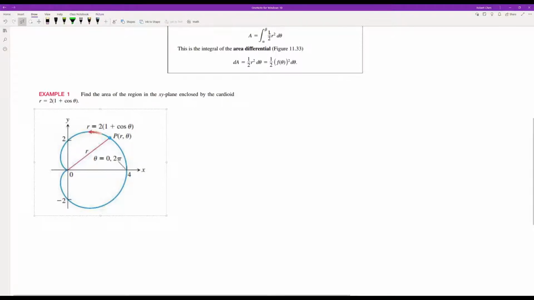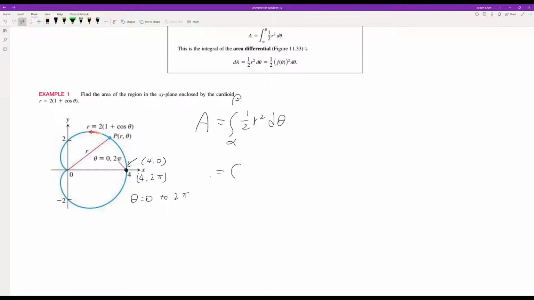We have r, and then we have the formula up here: area is equal to the integral from alpha to beta of 1/2 r squared d theta. Notice that when we look at this graph, one complete cycle is going from 0 to 2 pi. As it notes here, it goes back to this point, 4, 0, and then comes back again when you hit 2 pi. So in this case, our theta goes from 0 to 2 pi, and that's where we're going to take our integration.